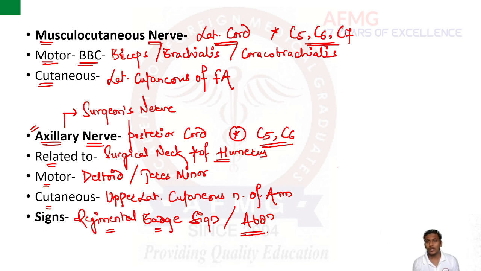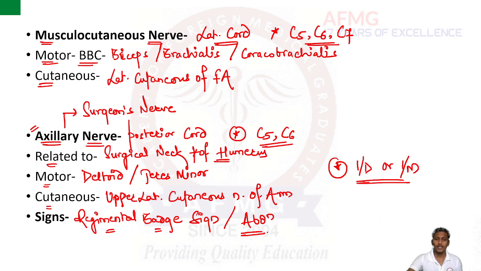One more important thing: questions have been asked about any injection given on your deltoid muscle, any intradermal or intramuscular injection given on the deltoid muscle. That can also lead to your regimental badge sign, or can also cause your axillary nerve injury. Okay, so please remember this.